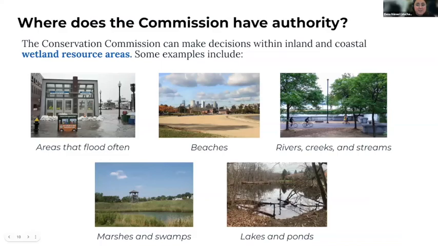The Conservation Commission can make decisions within inland and coastal wetland resource areas. Sometimes these are in the water, sometimes they're near the water. Sometimes, as we'll discuss in a minute, they are areas that don't appear related to water in any capacity until suddenly they do when they're flooded.